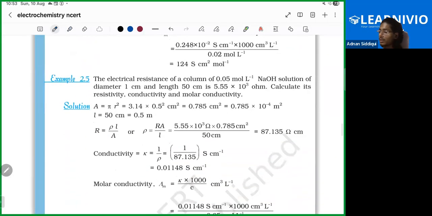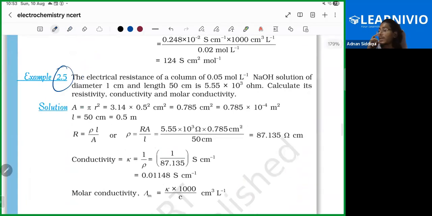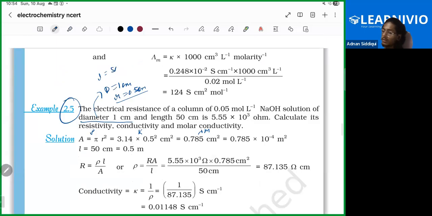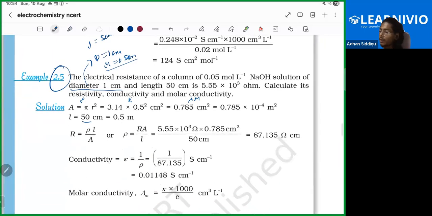अगला क्वेश्चन देखते हैं. इसको देखो. The electrical resistance of column is 0.05. This is this. Diameter is this. Length is this. Calculate resistivity, conductivity and lambda m. ठीक है। डायमीटर कितना दे रखा है? सेंटीमीटर। रेडियस क्या आ जाएगा? 0.5 सेंटीमीटर। लेंथ क्या है? 50 सेंटीमीटर। ठीक है। और सेंटीमीटर को मीटर में करोगे तो आप ऐसे लिख सकते हो, राइट?